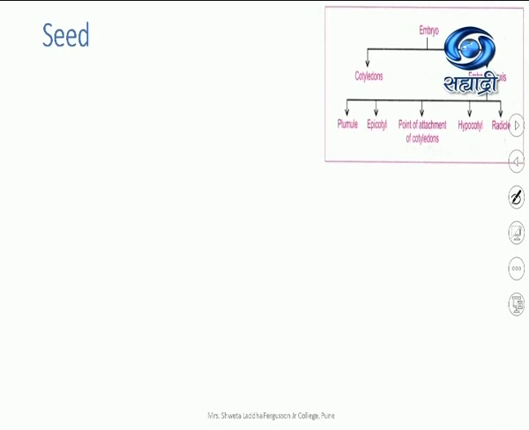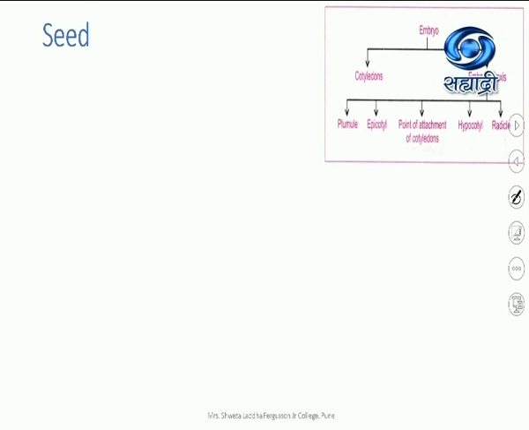If there are two cotyledons, we call that seed dicot. If single cotyledon, monocot. Embryonic axis consists of a point of attachment, hypocotyle, epicotyle. Epicotyle gives rise to plumule, plumule will give rise to shoot. Hypocotyle will give rise to radicle, radicle will give rise to root.